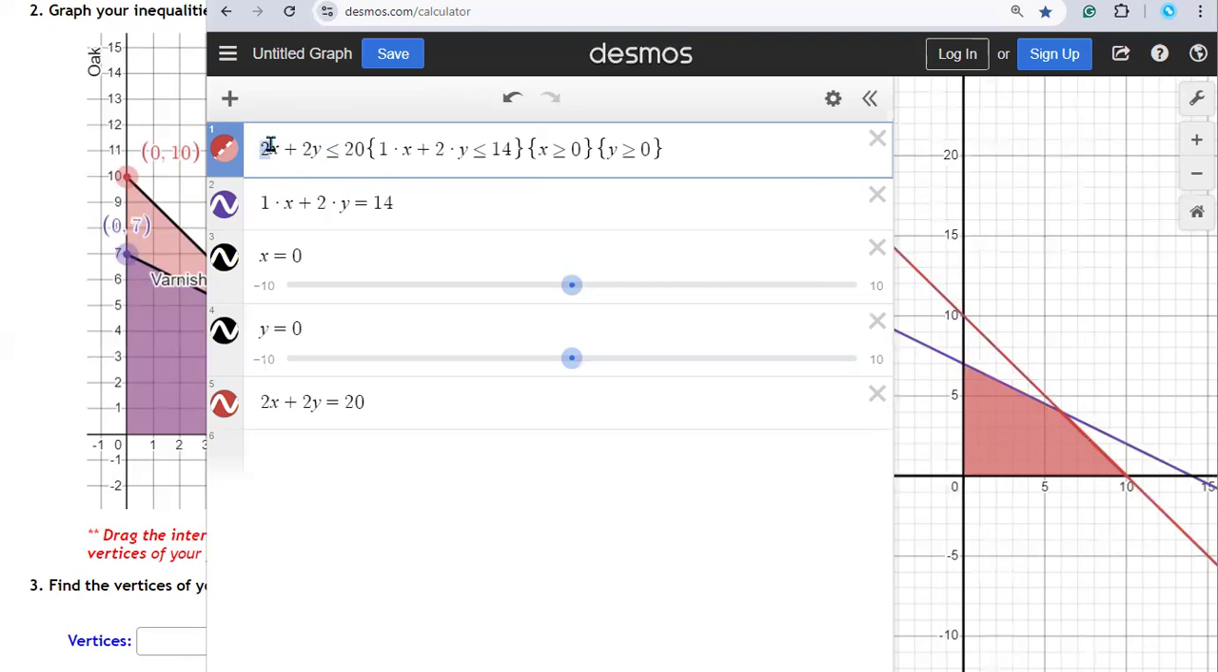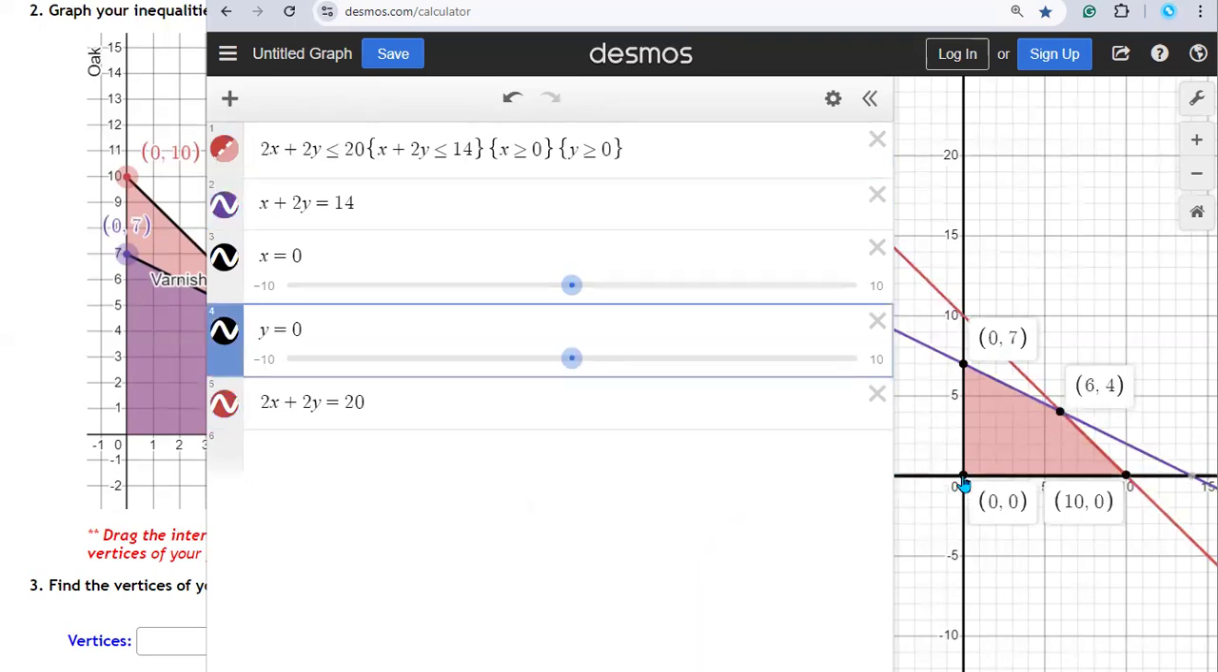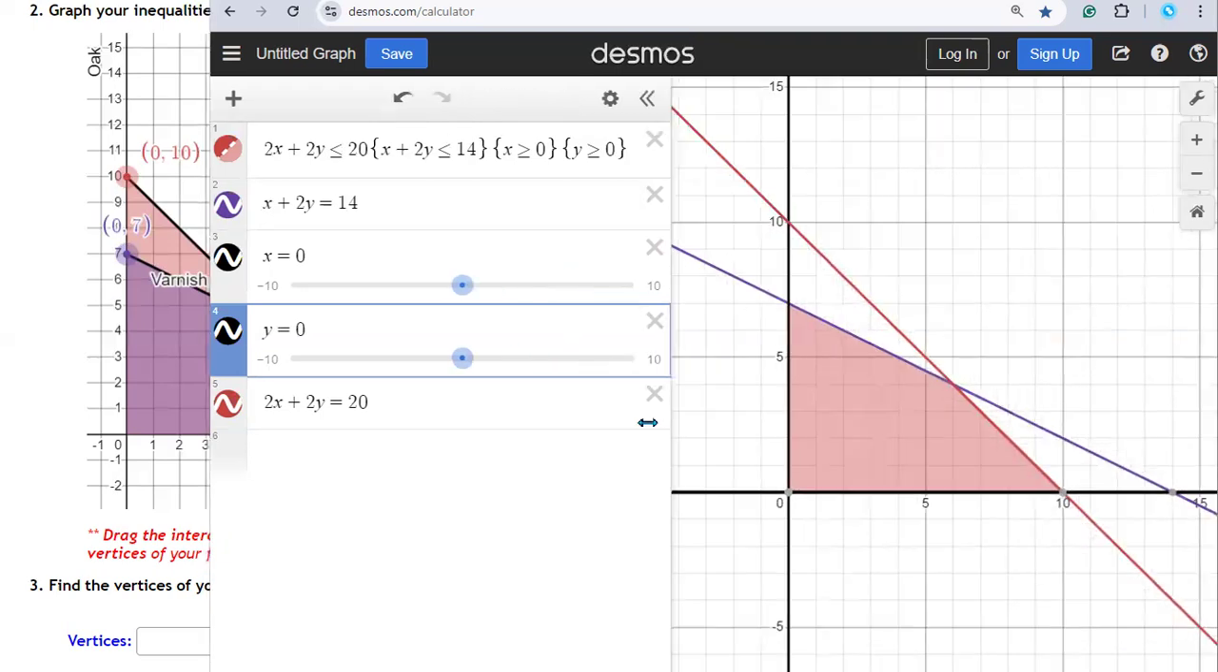This line 1 says what? 2x plus 2y is less than or equal to 20, and 1 times x plus 2y is less than or equal to 14. I can actually write this as x plus 2y less than or equal to 14. And x greater than or equal to 0, and y greater than or equal to 0. Now, the reason why I have these down here is because I want the lines drawn so I can get the vertices. And it allows me to click on points of intersection. So the vertices of the feasible region are these 4 dots. And that looks just like the one in my open math.